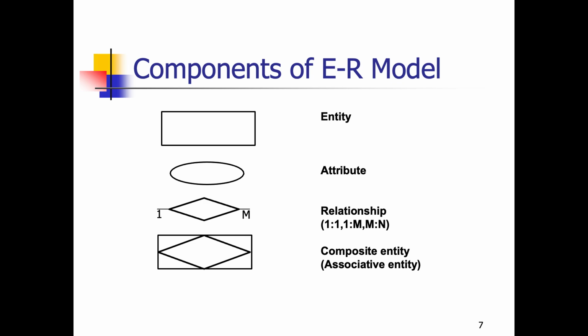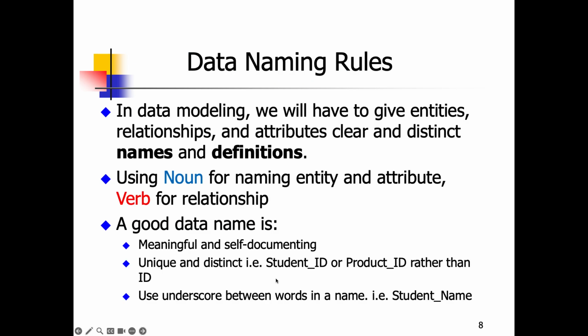So here are the components that we work with. So entity, you represent entities with this rectangle. So this is just an object or concept, like as I mentioned, product, customer, student, professor, course, and so on. And then we have attributes that we represent with these ovals, and this describes the characteristics of your entities. Then we have the relationships and composite entity, right? And this composite entity or associative entity is just when you have many-to-many relationship, which I'm going to explain in a bit.